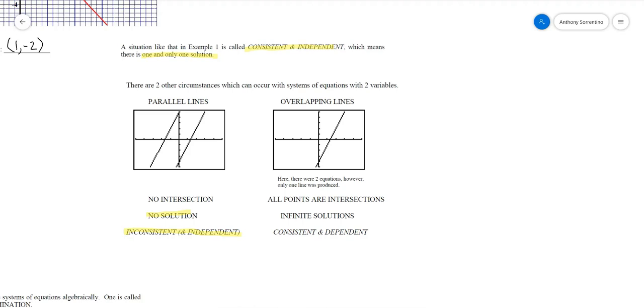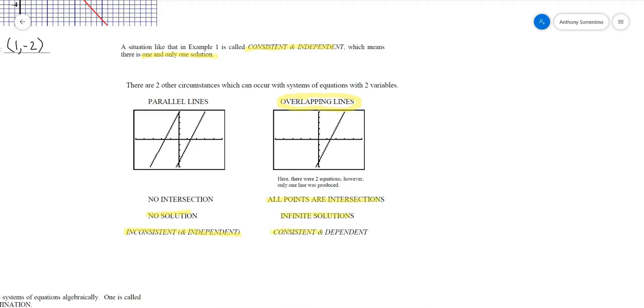I could also have two lines overlap. If it's written in slope-intercept form, and if you simplified all of your fractions, it would be very noticeable because you would have the exact same equation. But if they're written in an expanded form like we saw in the example, you may not notice it right away. Something happens in the process of solving it algebraically that's going to let you know as you do it. But we can have that situation where all points on one line are intersections, so they're infinite solutions.